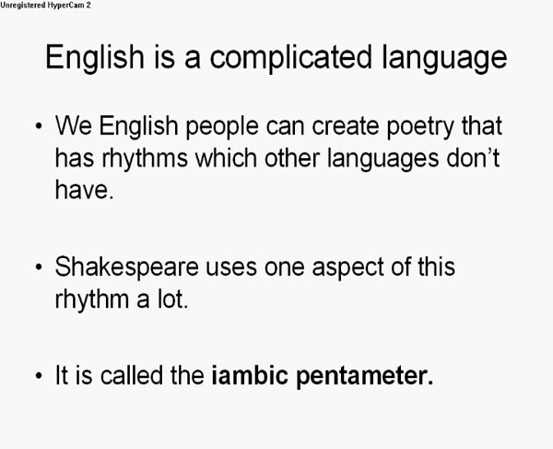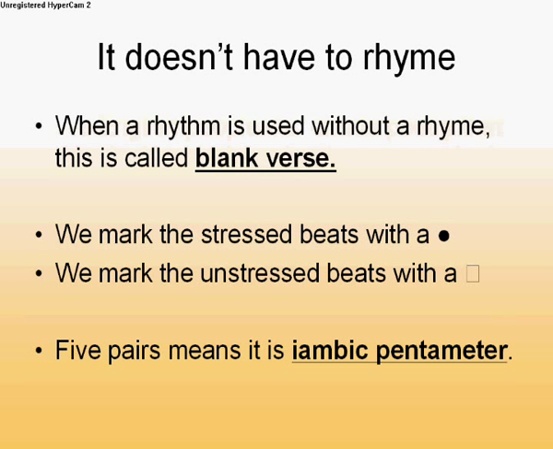Now Shakespeare uses this paired beats approach in groups of five pairs. So it's called iambic pentameter. Five pairs. 10 beats on each line. When you're used to working with blank verse, then you'll find it easy.